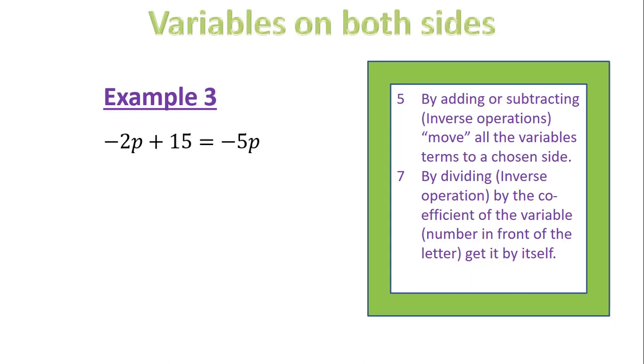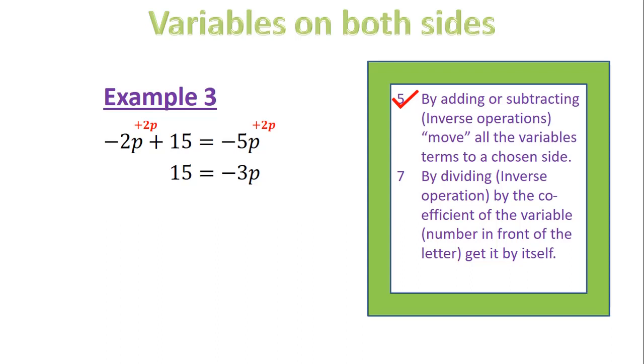In other words, how do we get rid of minus 2p on the left-hand side and get it to the right-hand side? By adding or subtracting. So to get rid of a minus 2p, we add 2p to both sides. And that gives me minus 2p plus 2p. It goes away and I get just 15 equals minus 5p plus 2p gives me minus 3p. Step 5, done.